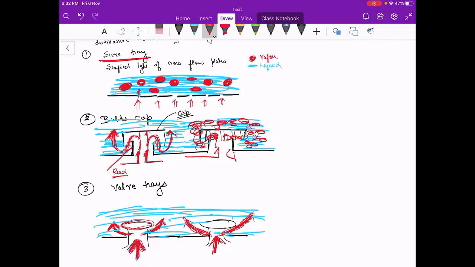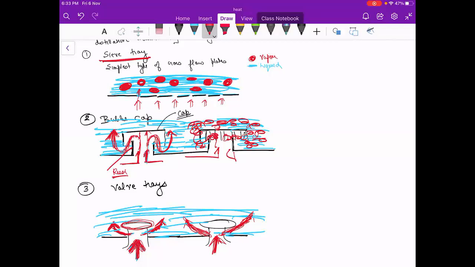Most frequently we will be using sieve tray. Most of the applications go with the sieve tray. In the condition where the vapor flow rate is very low, you can go for a bubble cap, because the hindrance there creates good mixing in your system, and that mixing is good for mass transfer.